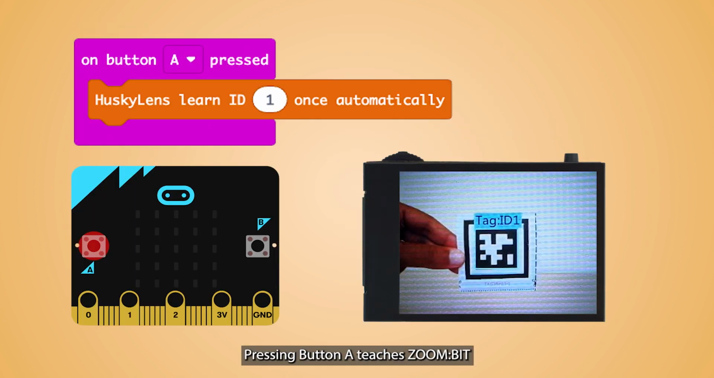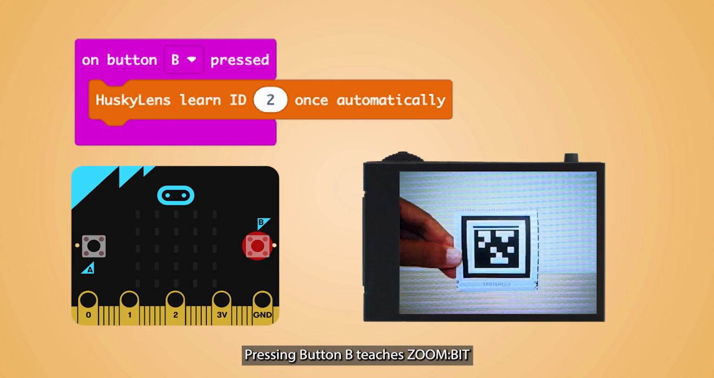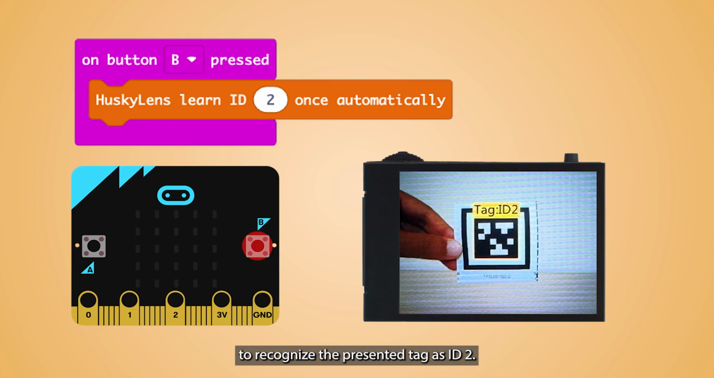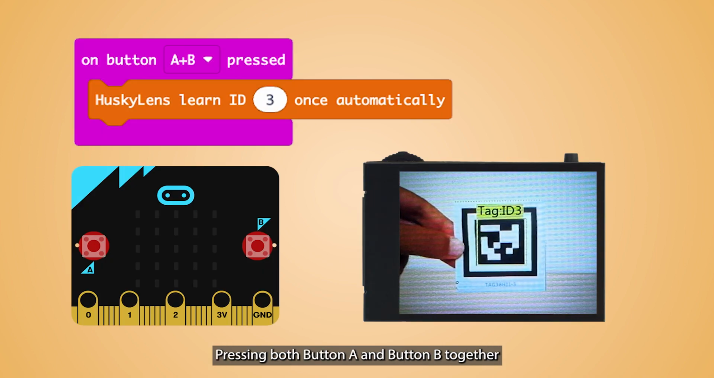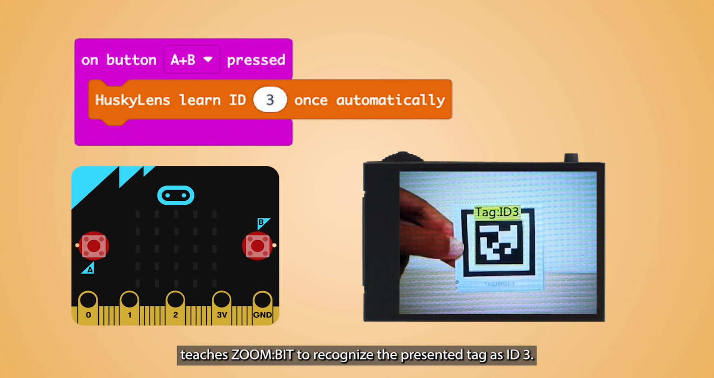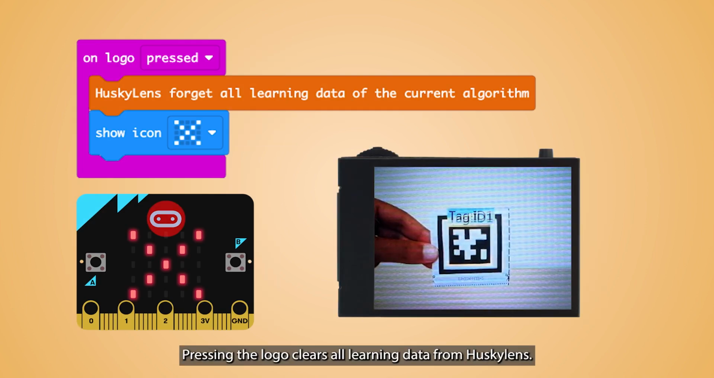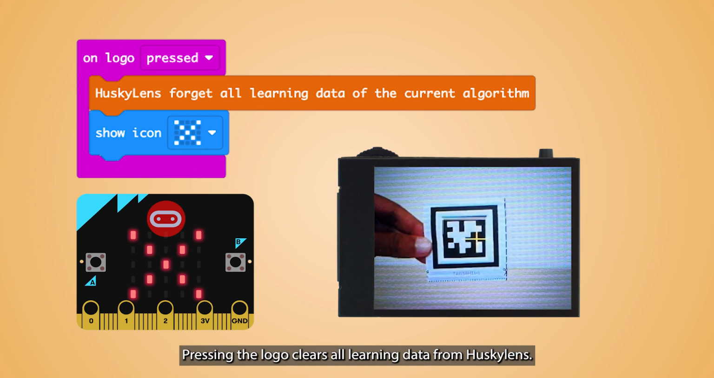Pressing button A teaches ZoomBit to recognize the tag it sees as ID 1. Pressing button B teaches ZoomBit to recognize the presented tag as ID 2. Pressing both button A and button B together teaches ZoomBit to recognize the presented tag as ID 3. Pressing the logo clears all learning data from Huskylens.